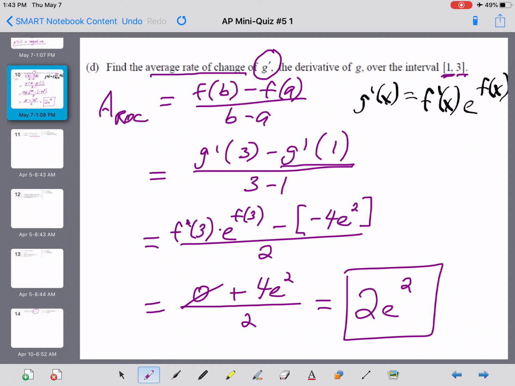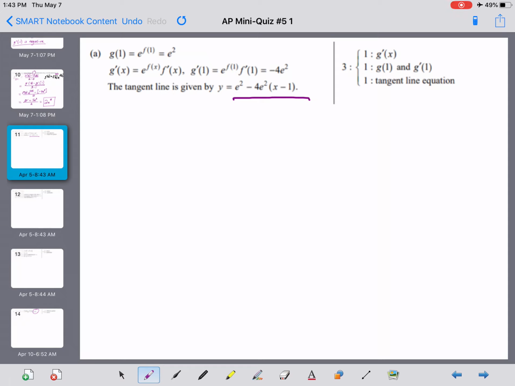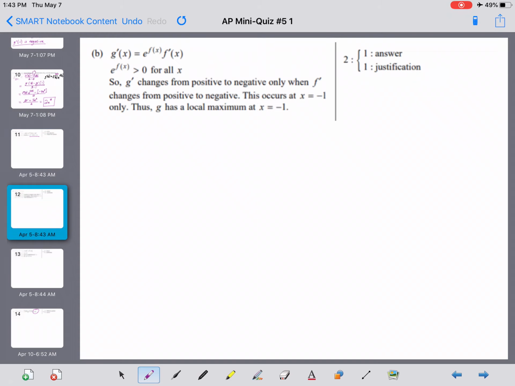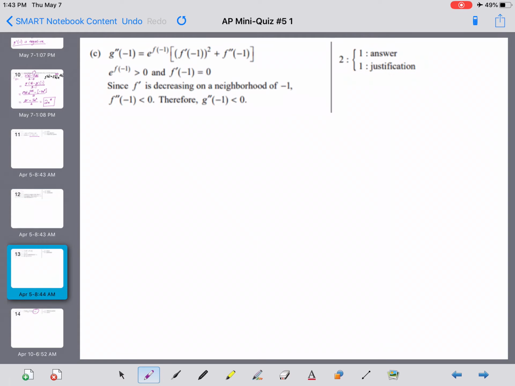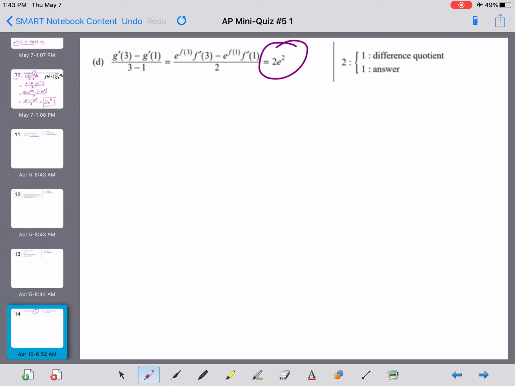Okay, so that's how we work out all 4 parts here. I will scroll through the 4 answers so you guys can pause the video and check to see it as you need it for the scoring standard. So there's part A. There's B, 2 points for that one. 2 points awarded here for part C. 1 for getting the answer right and 1 for the justification. And then 2 points awarded here for part D. 1 for setting up the difference quotient and then 1 for getting the answer.